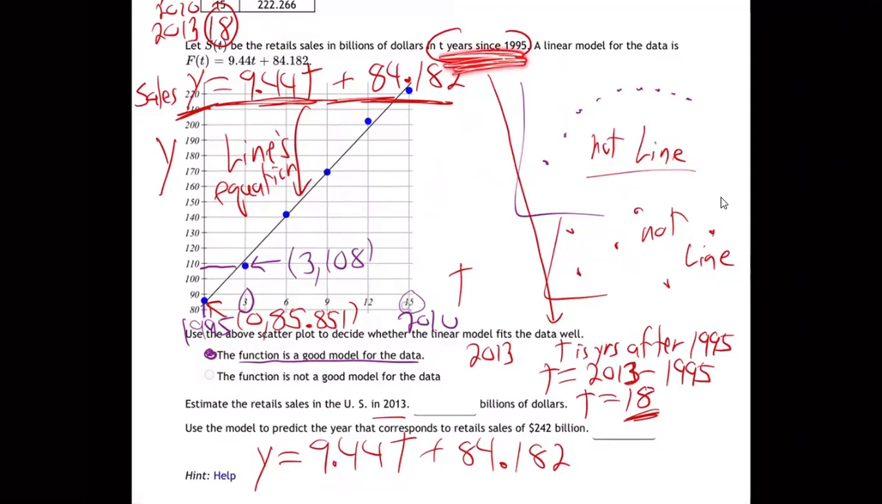I just took these words: T is years after 1995. The T that I'm going to plug into the formula is years since 1995. Well, they tell me it's the year 2013. I just subtract 1995 from that and I get T is 18. That's 18 years after 1995, okay?